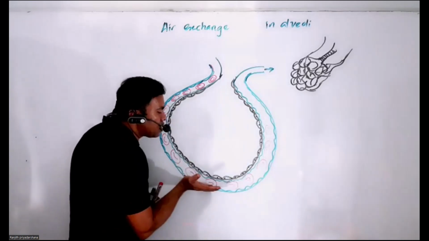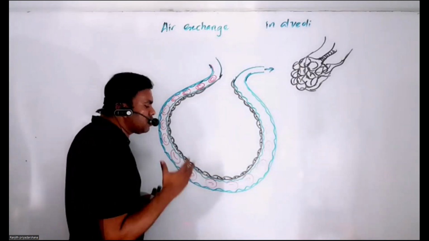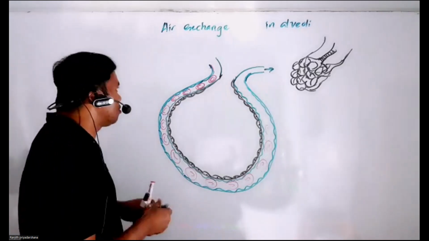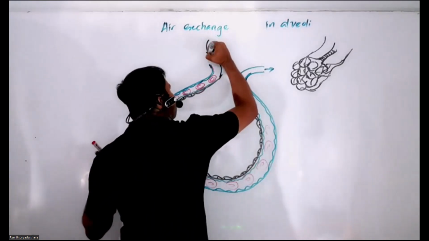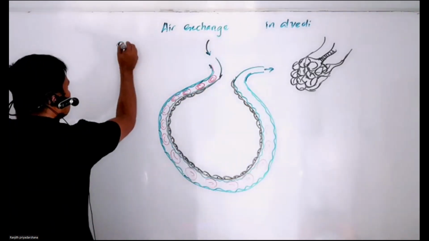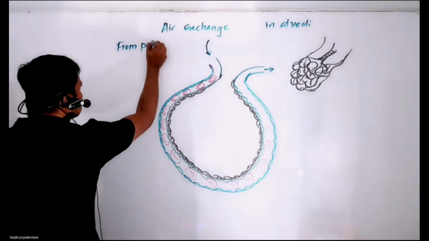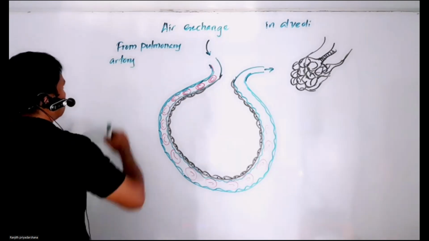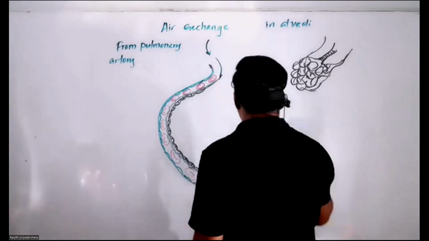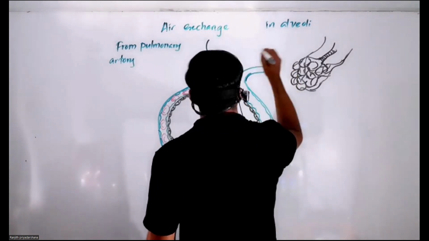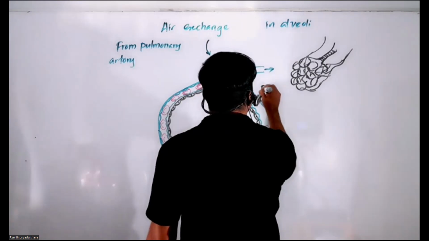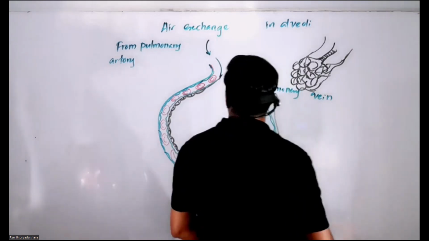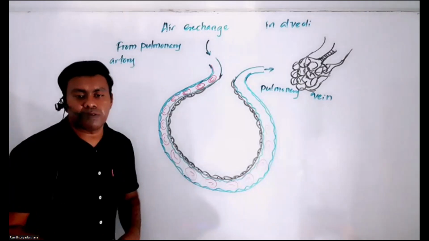So this is oxygenated blood. It flows towards the heart. Therefore, I think it is advisable for you to draw this part in red color. Right? So you can see blood is coming. So where does that deoxygenated blood come from? From the pulmonary artery. This is to the pulmonary vein. From pulmonary artery to pulmonary vein. Right?